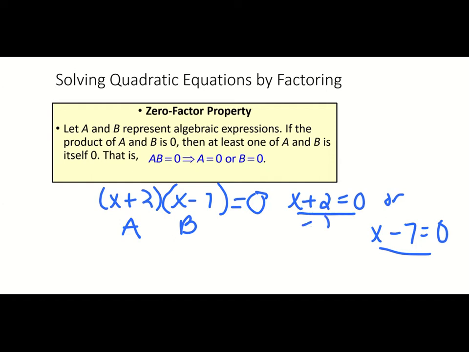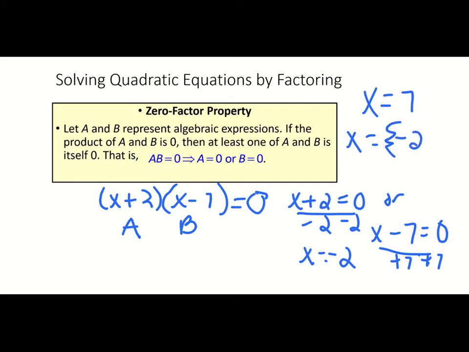For this one, I would subtract 2 and I get x equals negative 2. Here I would add 7 and I get x equals 7. And then when we go to write our answer, because we have 2 answers, we're going to write it in set builder notation or roster notation. So I do negative 2, 7 in the brackets.